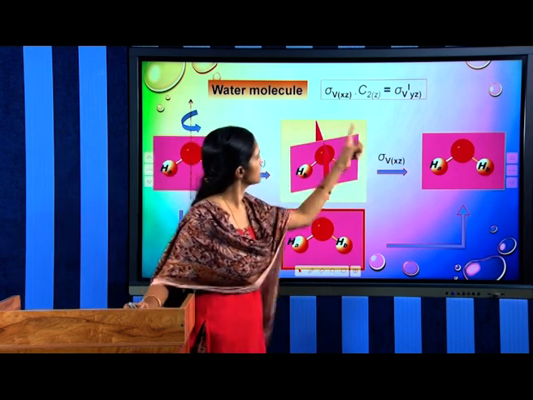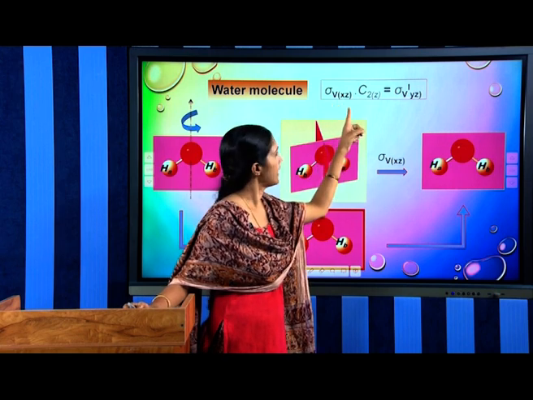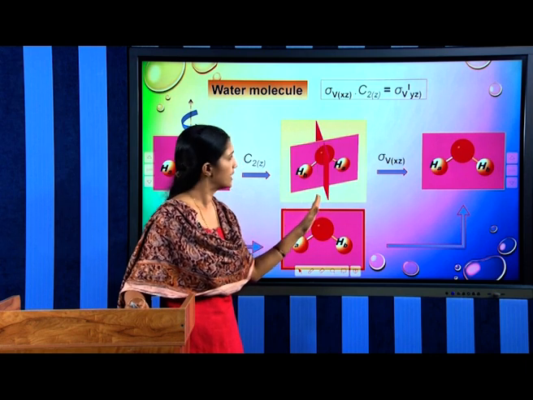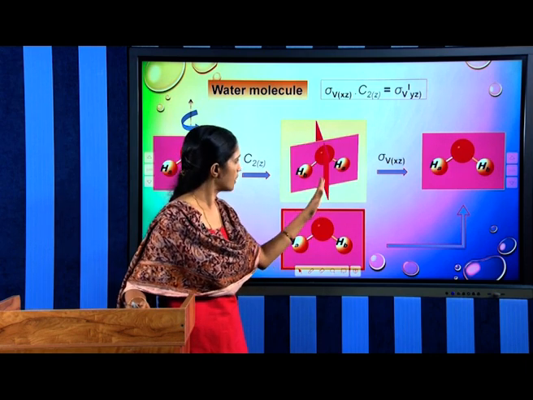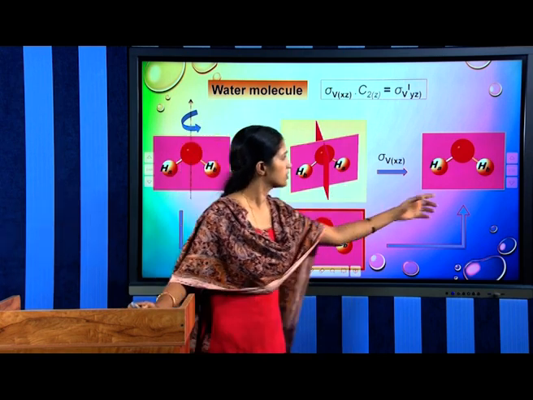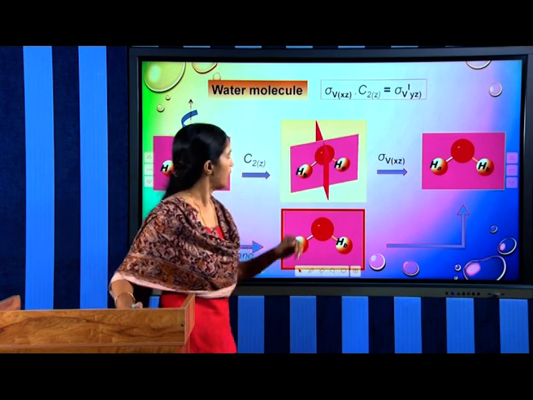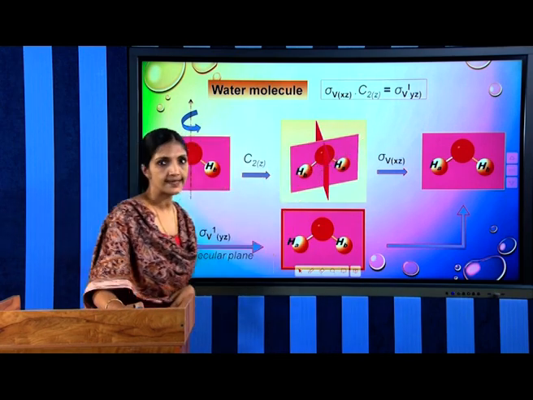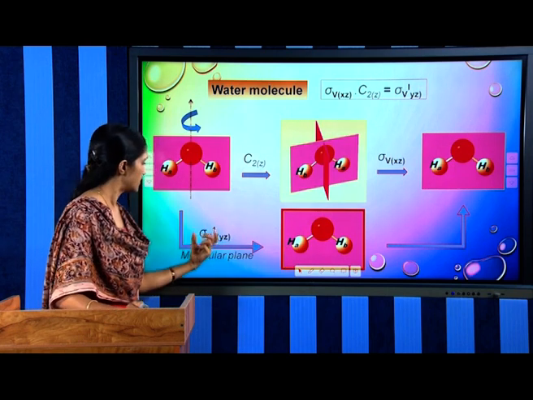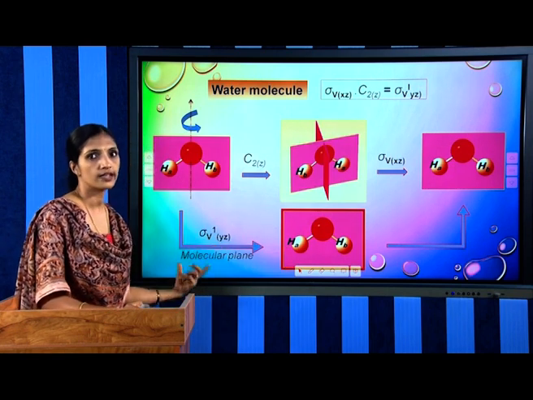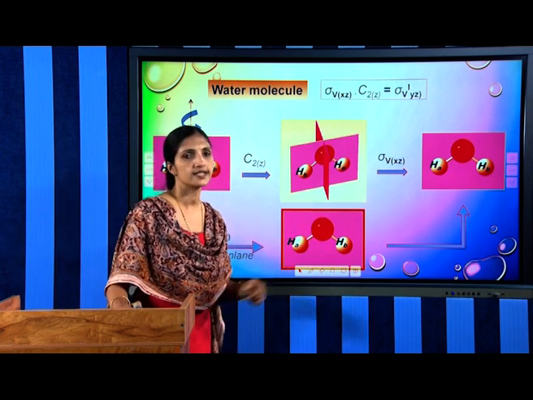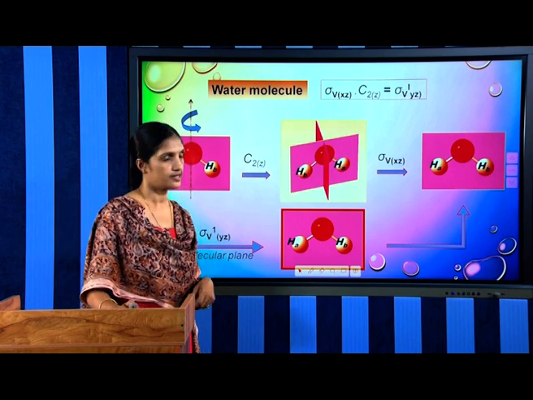Now the second operation is sigma V xz. Sigma V xz is the plane bisecting the molecule. So again these hydrogens exchange, and this will be the result. And if we do sigma V dash yz alone, then also we will get the same configuration, because sigma V dash yz is the molecular plane itself. So both these configurations are the same result.